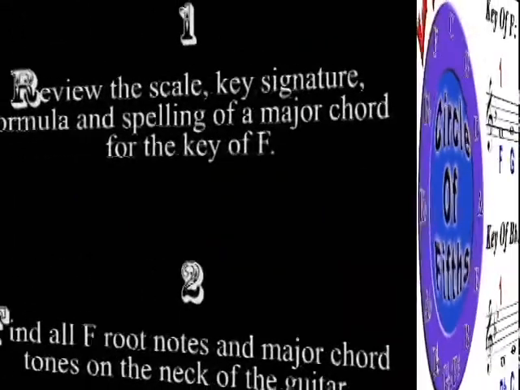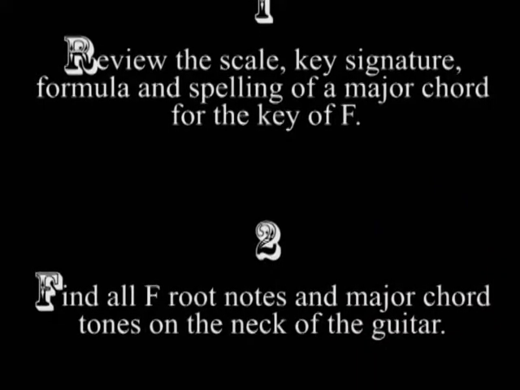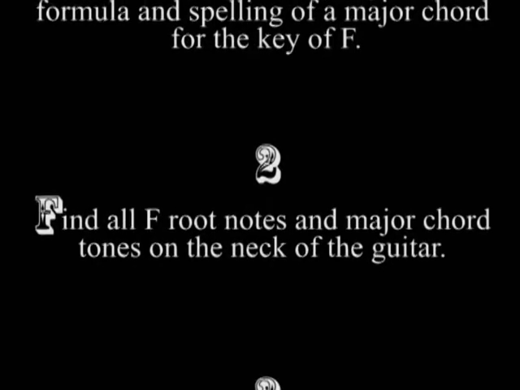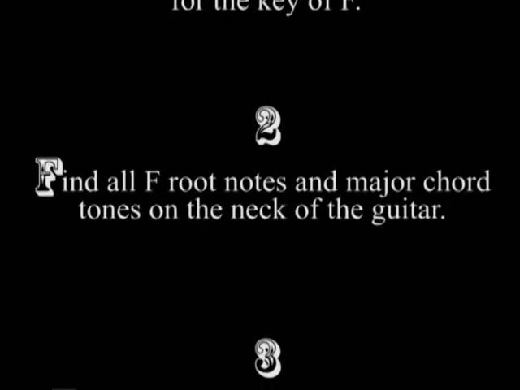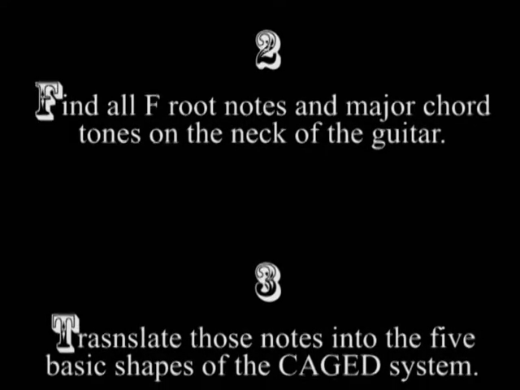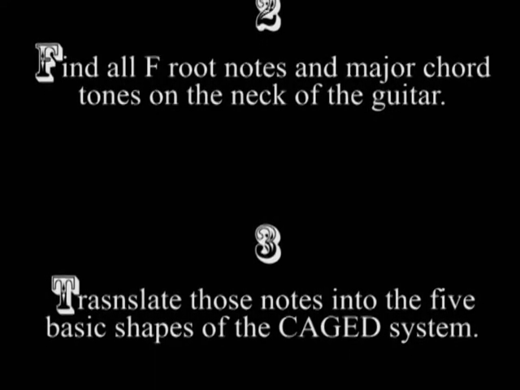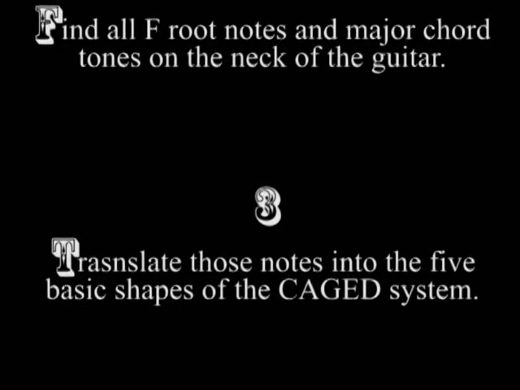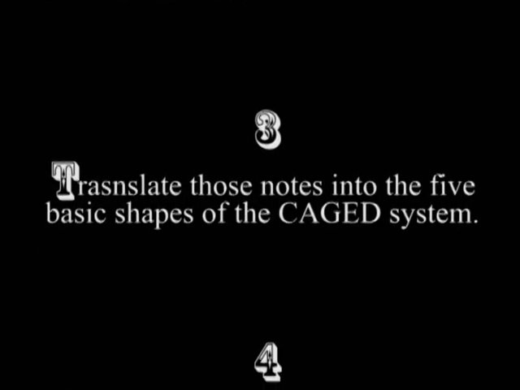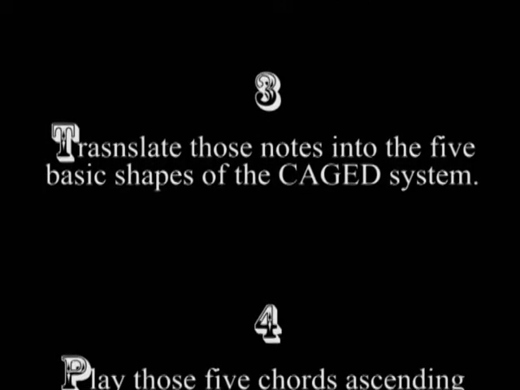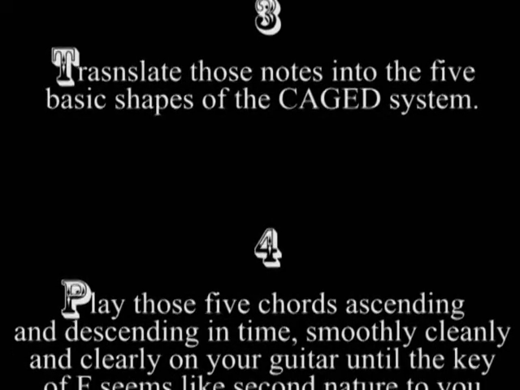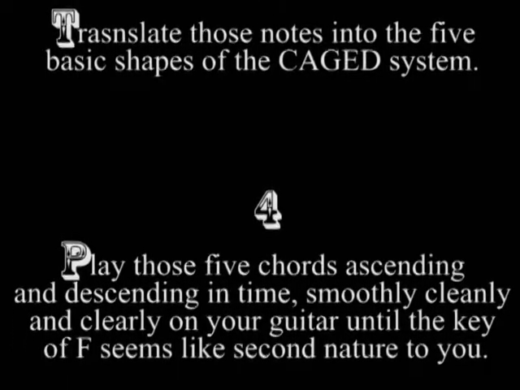1. Review the scale, key signatures, formula, and spelling of a major chord for the key of F. 2. Find all the F root notes and major chord tones on the neck of a guitar. 3. Translate those notes into the 5 basic shapes of the CAGED system. 4. Play those 5 chords ascending and descending in time, smoothly, cleanly, and clearly on your guitar until the key of F seems like second nature to you.